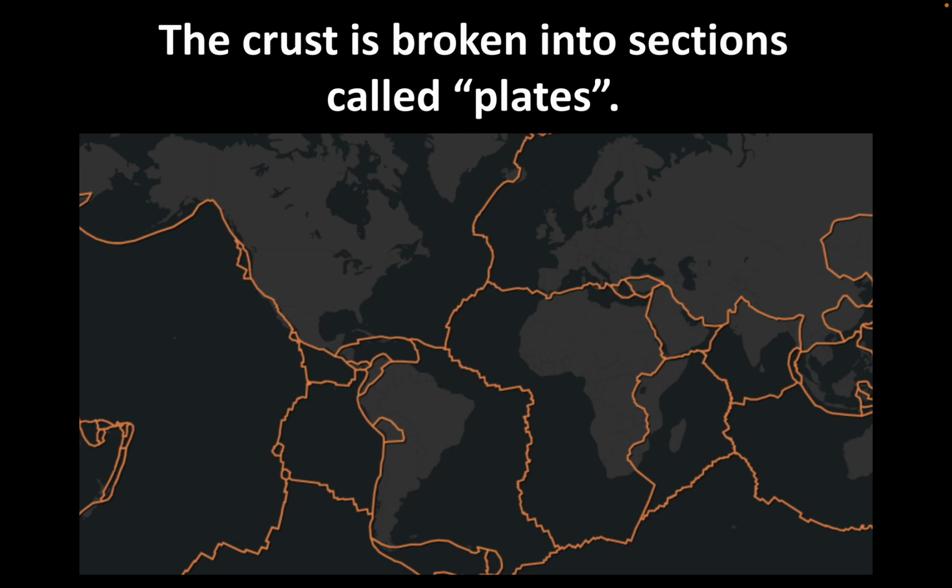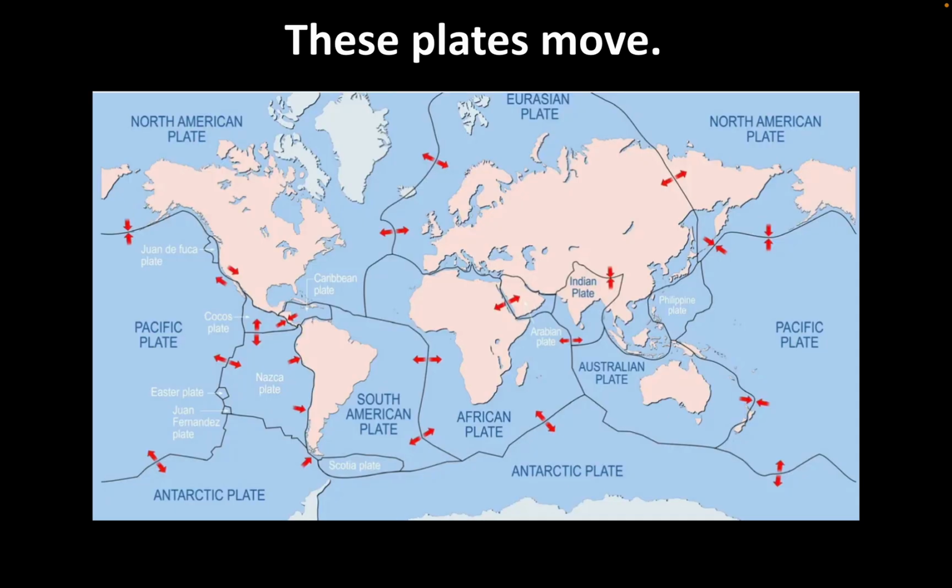So the crust is broken up into sections called plates, and the plates move. So here's another picture that shows, if you look at the red arrows, the direction that the plate is moving. And so I always like to just kind of orient myself with the North American plate. So find Florida. Okay, got it. There's our North American plate. And then the Pacific plate, that was where the Ring of Fire was, right?